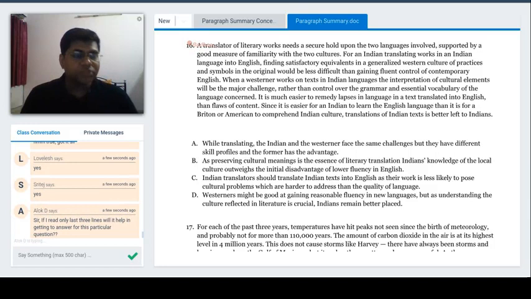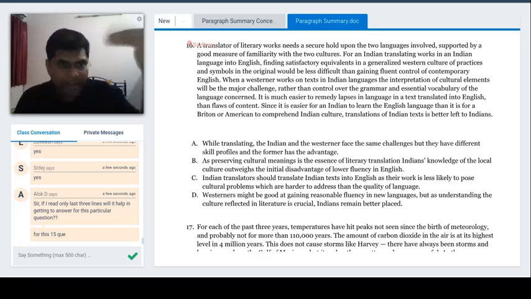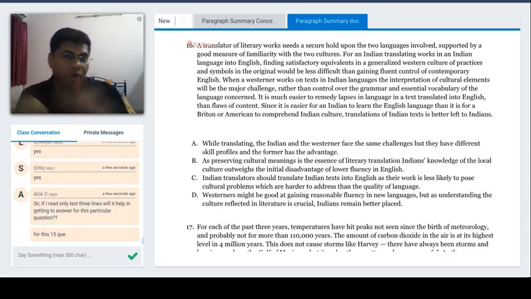See people, you have to be smart. Some people simply compare the options. All the options say that classic is something which is universal. So the odd one out, which one is it? C. It is C. Classic is that which is not universal. So there are many ways of arriving at the right answer.